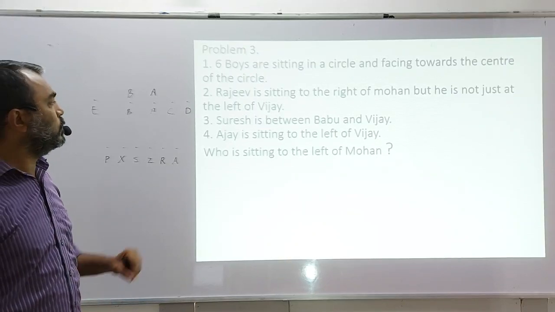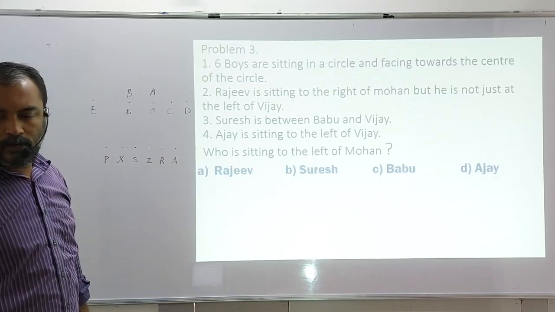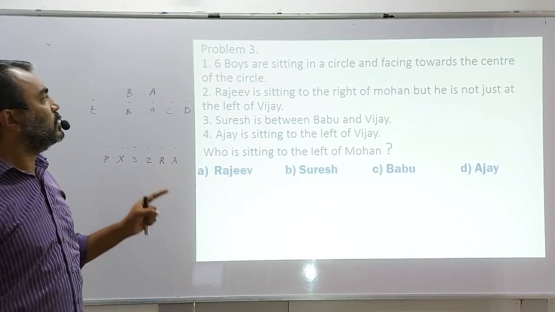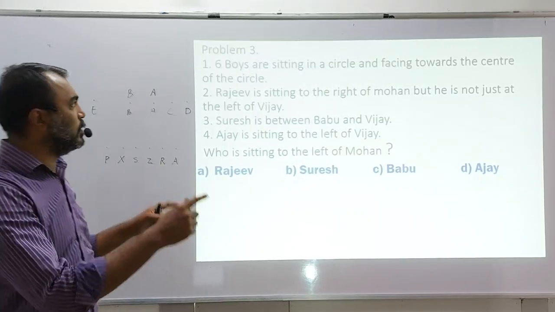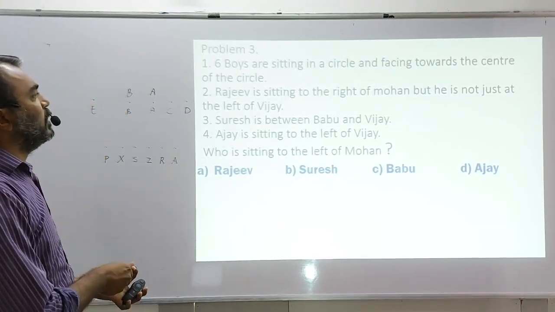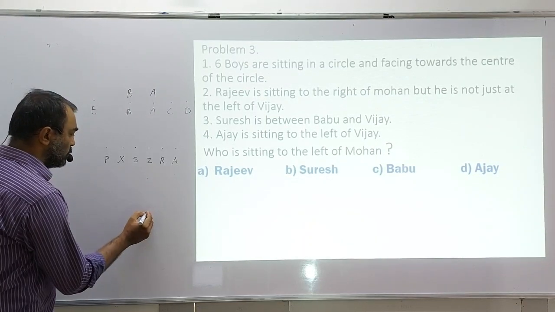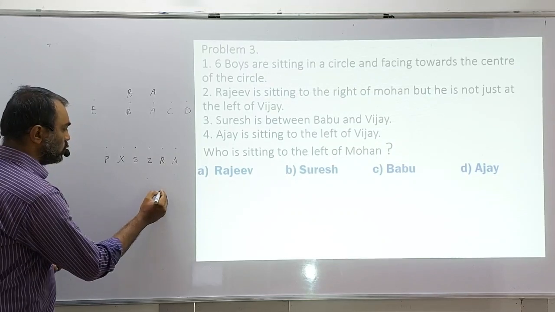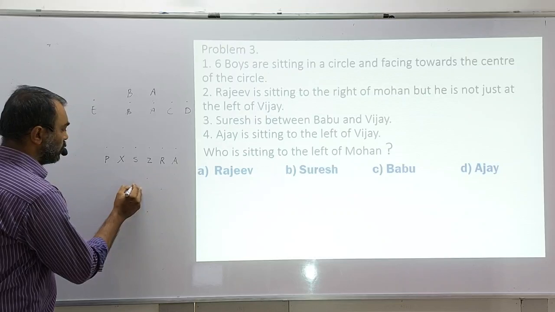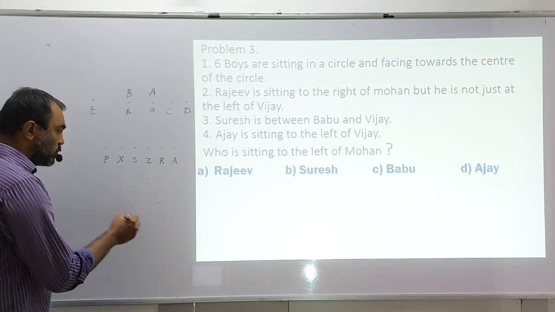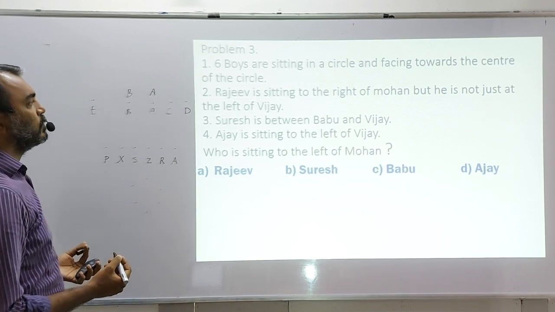Now look at this problem. This problem has got 4 sentences. And we have to see the sentences. 6 boys are sitting in a circle. So imagine you draw a circle. 6 boys are sitting facing the center. So what will you draw? You will try to draw a circle. 1, 2, 3, 4, 5, 6. 6 boys are sitting in a circle facing towards the center. All are facing towards the center.